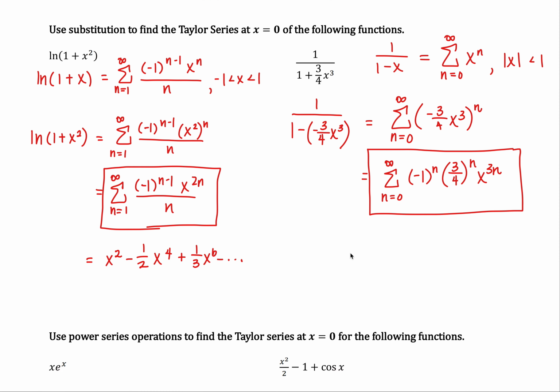So here are the first couple terms. We're going to have a 1 when n is 0. Then it's going to be minus 3/4 x cubed. Then it'll be plus 9/16 x to the 6th, and so forth.